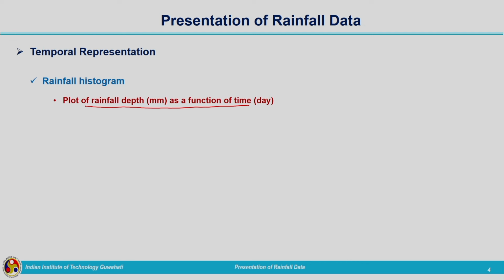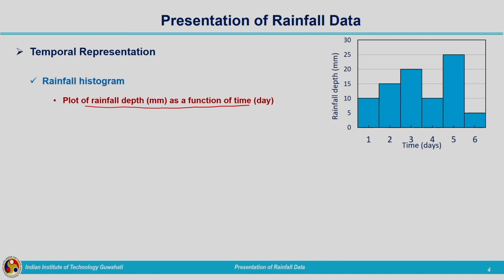So, rainfall depth can be in millimeters or centimeters. This is a plot of rainfall depth versus time. It will be looking like this. This is a very simple plot, a bar diagram with rainfall depth versus time. So, for every day, 24 hours, how much rainfall is obtained. First day we are having 10 millimeters of rainfall, second day we are having 15 millimeters of rainfall. That will be represented by using a bar diagram. That is the rainfall histogram.